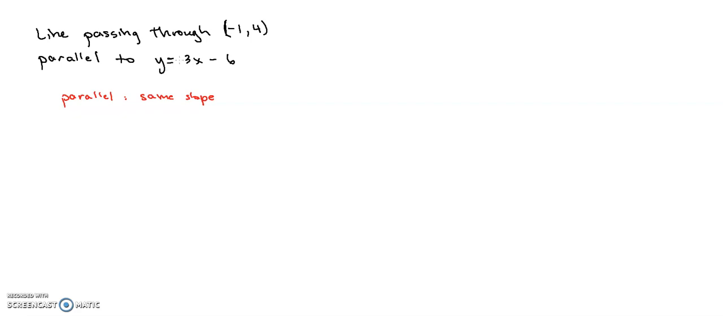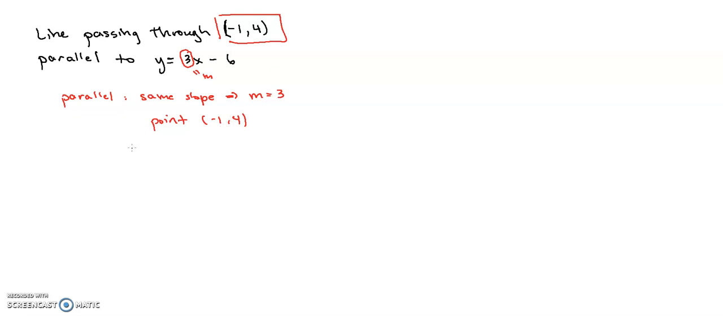This line is in slope-intercept form, and so the slope is right here. y equals mx plus b, the slope is m. So our line is going to have slope 3, and it's also got point negative 1, 4. So with slope and point, we should be able to find the equation of our line. We don't need this line for anything anymore. We just used that to get the slope. We're going to use our slope and our point.